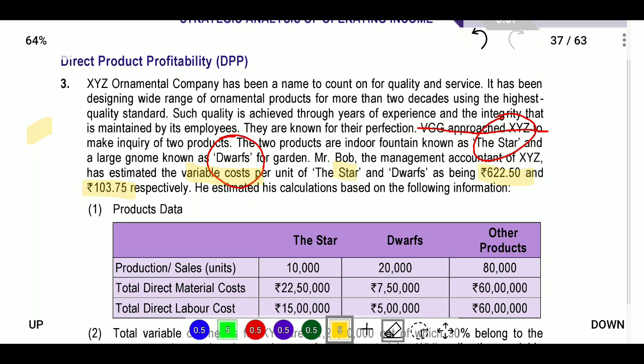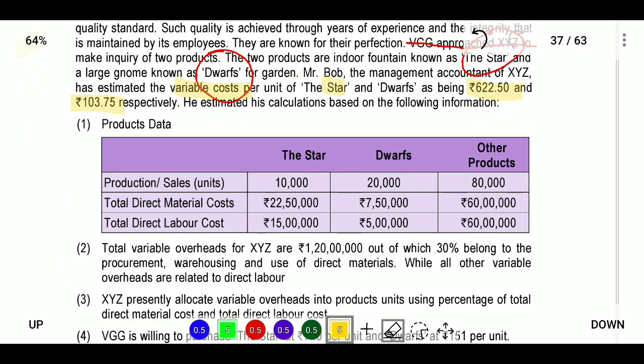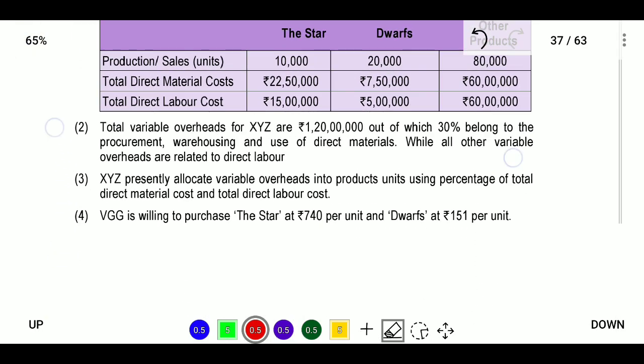Where will we utilize this variable cost? Sales minus variable cost, and we will get the contribution. Okay, next, what did they provide? Product data. They are providing production or sales units. The star sold 10,000 units, the draft sold 20,000 units, and the other products 80,000. But we require only the data of star and draft, because the question asks for that only.